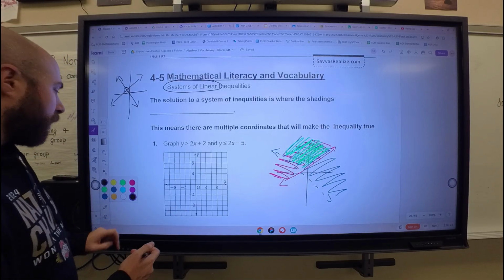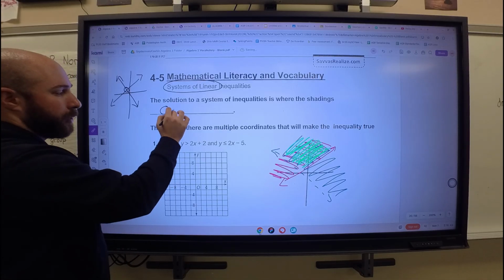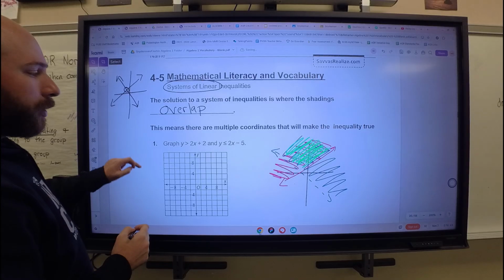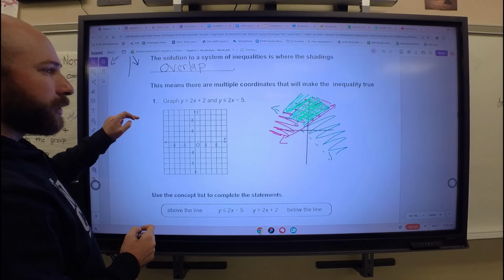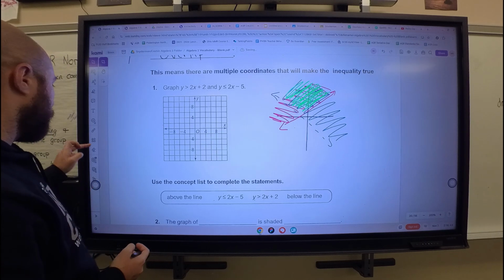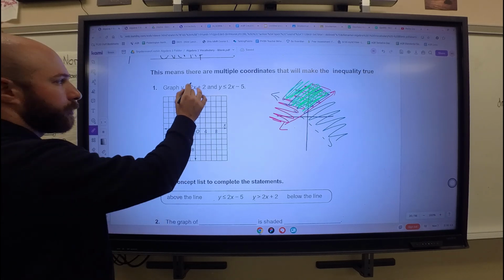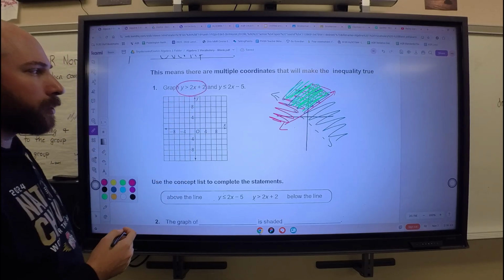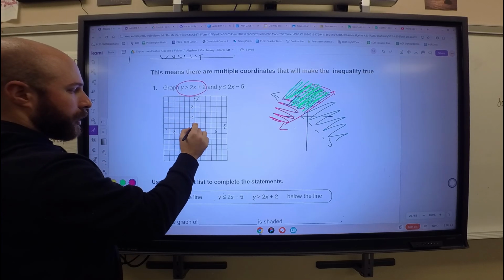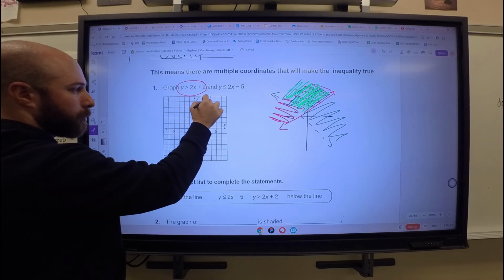So, the solution to a system of inequalities is where the shadings overlap. And so if we take a look at another example here, this is just a general example of what we're going to be looking at today. But if we look at this specific one that we have, two inequalities. Let's start with the first one. y is greater than 2x plus 2. We have a y-intercept at positive 2. We have a slope of 2 over 1.